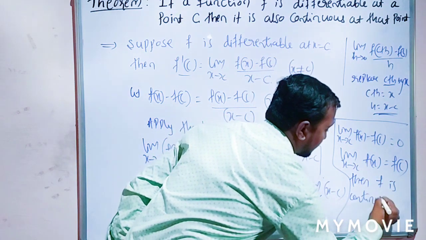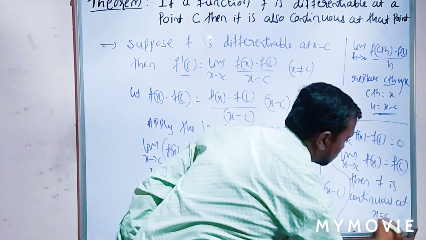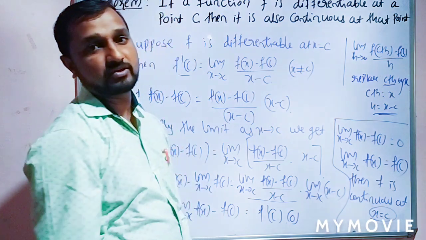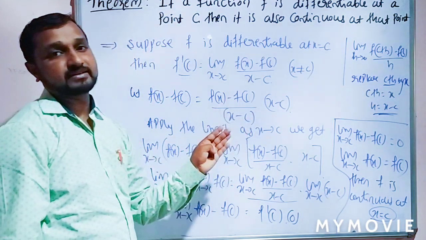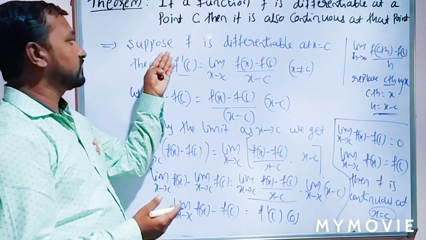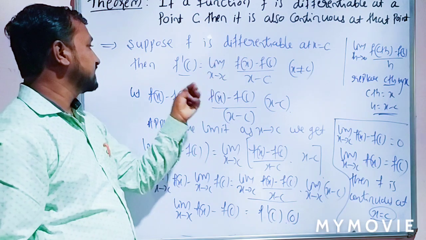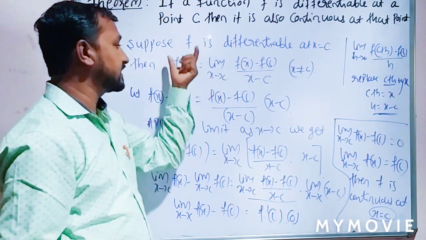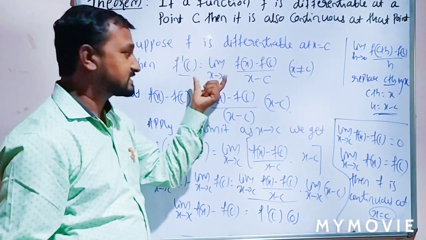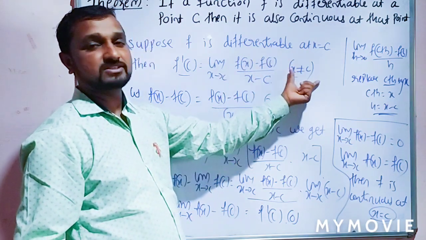f is continuous at the point x equal to c. So this is the procedure, students. Very simple. First we take the derivative function. Suppose f is differentiable at x equal to c. Then its definition is f dash of c equal to limit of x tends to c, f of x minus f of c divided by x minus c, where x is not equal to c.